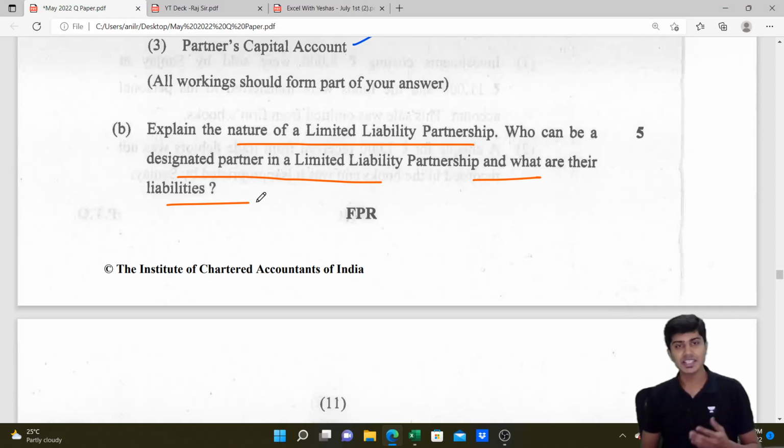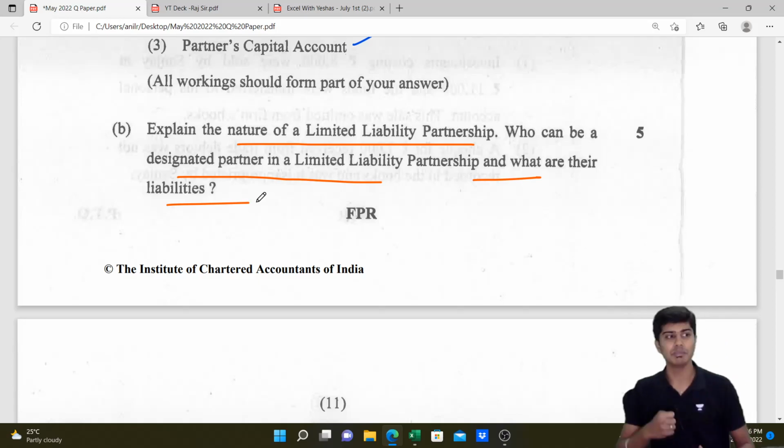And a designated partner is such partner of an LLP who has been designated to be responsible for maintenance of books, audit of the company, and operations of the company as such. Like the director in the case of a company, there is a designated partner in the case of a partnership form. And this person should be a resident, and it should not be a body corporate. It should be a natural person. It should be a resident and a person.